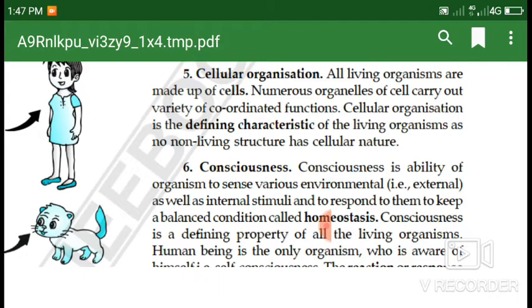Numerous organelles of the cell carry out a variety of coordinated functions. Cellular organization is a defining characteristic of living organisms, as no non-living structure has a cellular nature. So non-living objects have no cellular nature, and that is why this is another very peculiar and defining characteristic of living organisms, that they have cellular organization. And all their body functions work together in a coordinated way.